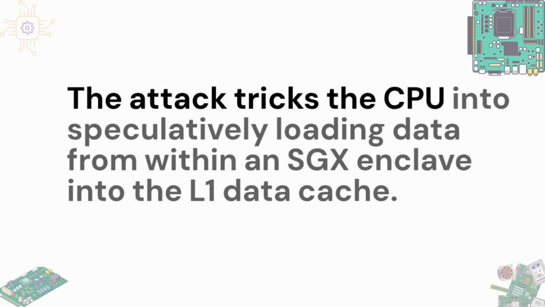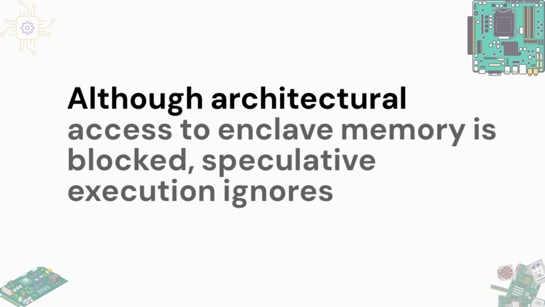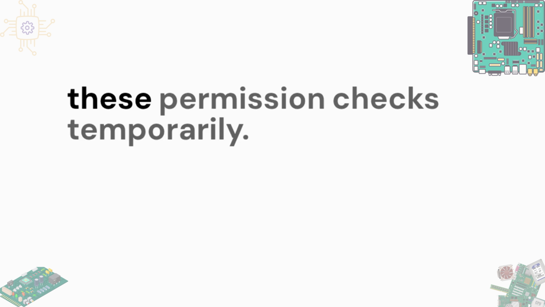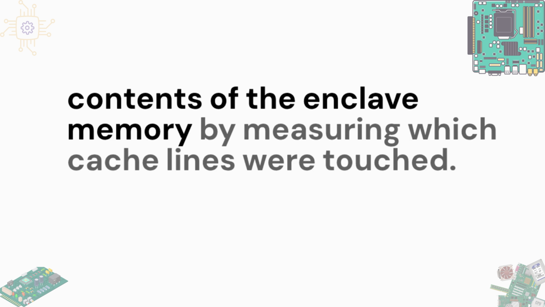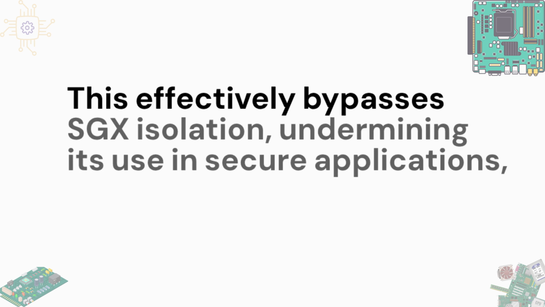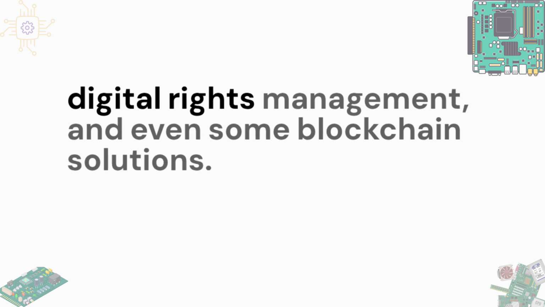The attack tricks the CPU into speculatively loading data from within an SGX enclave into the L1 data cache. Although architectural access to enclave memory is blocked, speculative execution ignores these permission checks temporarily. The attacker then uses a cache timing side channel, like Flush+Reload, to infer the contents of the enclave memory by measuring which cache lines were touched. This effectively bypasses SGX's isolation, undermining its use in secure applications, digital rights management, and even some blockchain solutions.